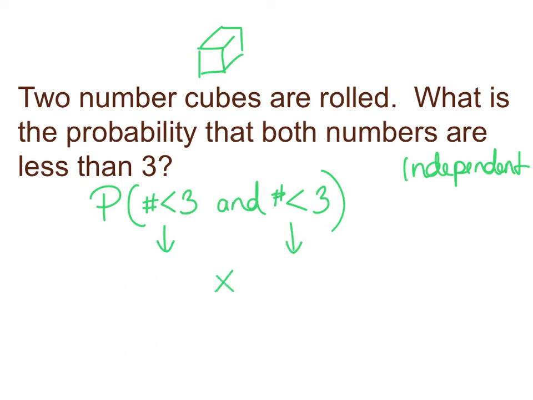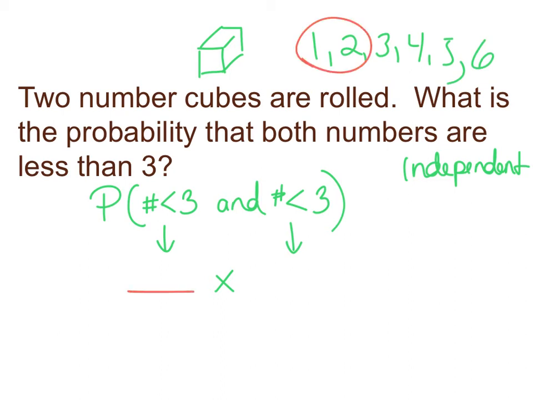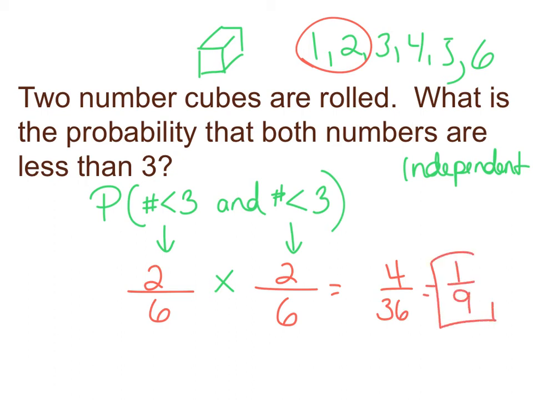So less than 3, well, that would be a 1 and a 2. I'm just going to write out my sample space for a second. So my successes, 1 and a 2, are less than 3. So there are 2 of them out of 6. And again, 2 out of 6. Now, multiply straight across, that's 4 out of 36, which reduces to 1/9, because 4 goes into both the top and the bottom.